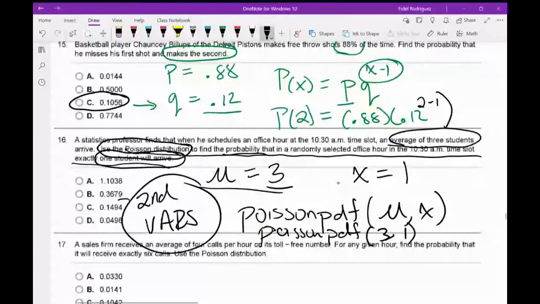Okay, so let me stop sharing this and come back here. And there's my number 16. So are these problems making sense? Are they helping, guys, as we're going through these together? Are you guys feeling a little bit better about this?